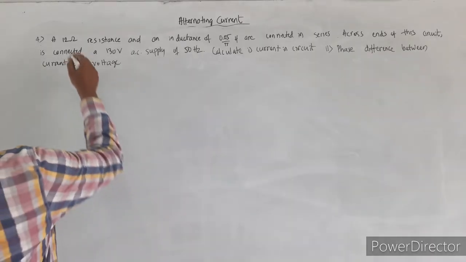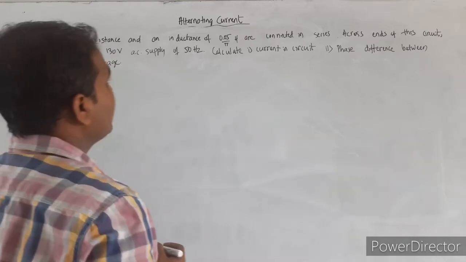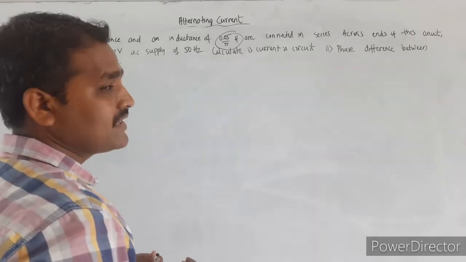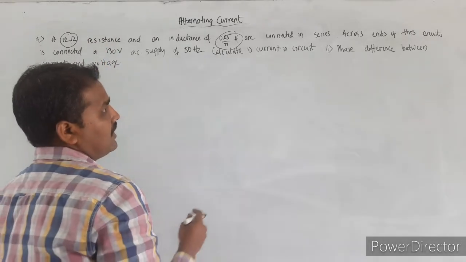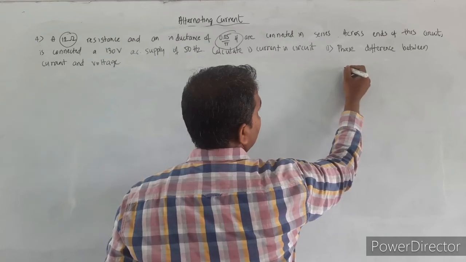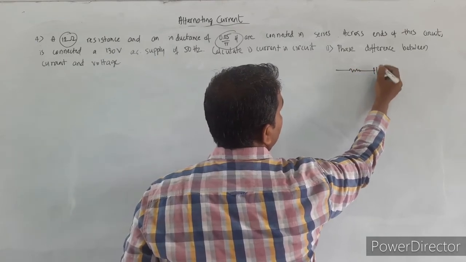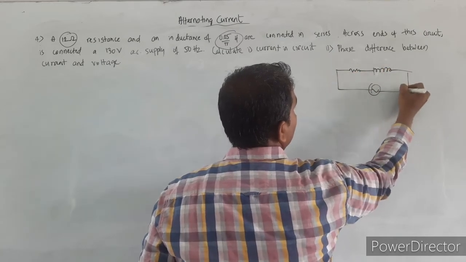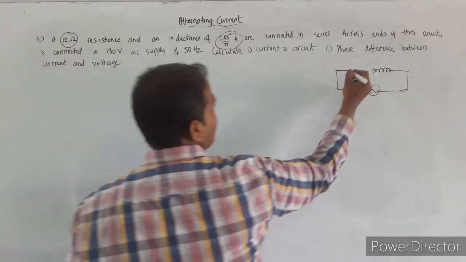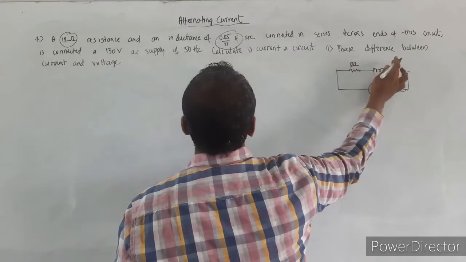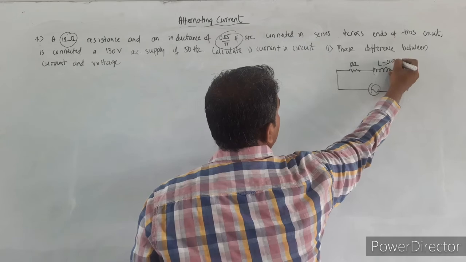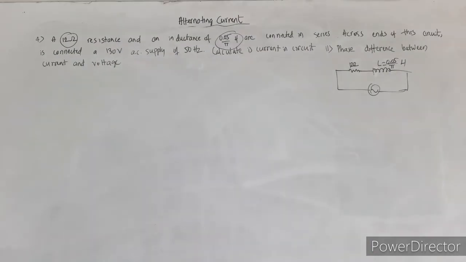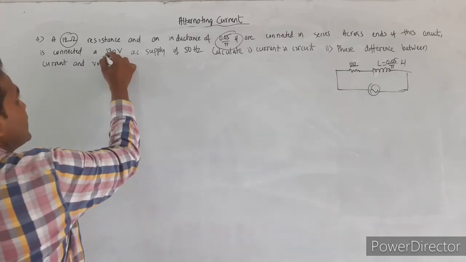It is given that a 12 ohm resistance and an inductance of 0.05 divided by pi Henry are connected in series. Okay, this is a resistor inductor circuit. Yes, I have a resistor and an inductor connected to the AC source of voltage. Resistance is 12 ohm, and its inductance L is equal to 0.05 divided by pi Henry. Across the ends of the circuit is connected a 130 volt AC supply.